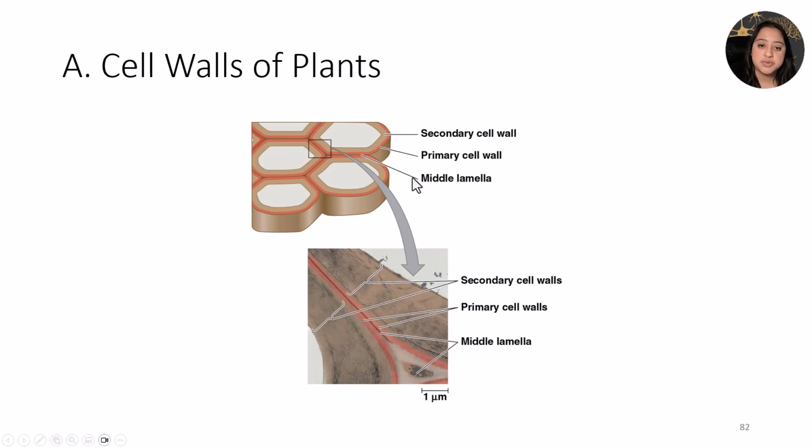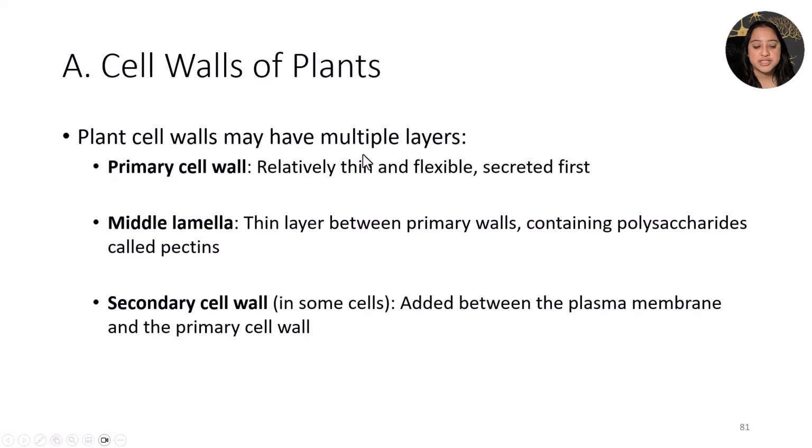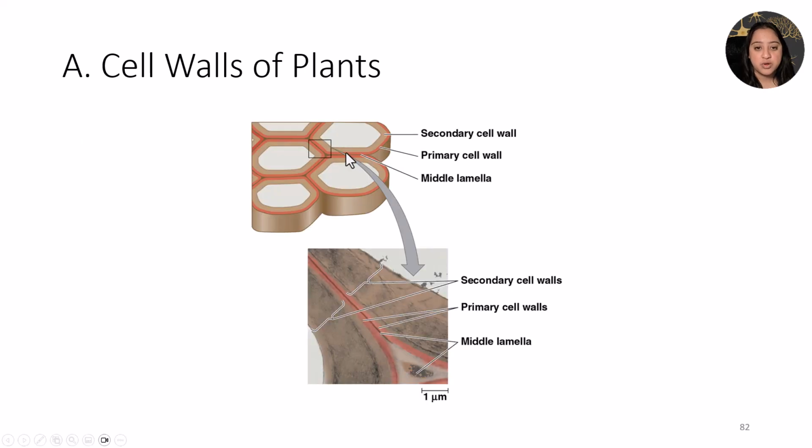So here is a picture showing that. There's the primary cell wall that's the outermost. There is this middle lamella, that's the thin layer between primary walls. You can see it a little bit better in this picture on the bottom. There's the middle lamella between the primary cell walls. And then these types of cells have secondary cell walls.